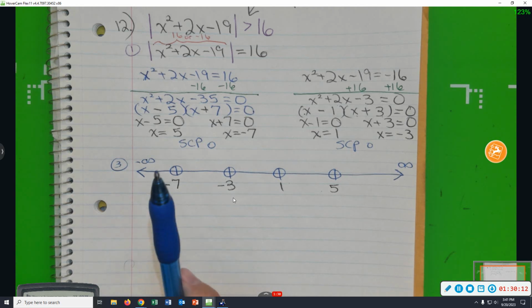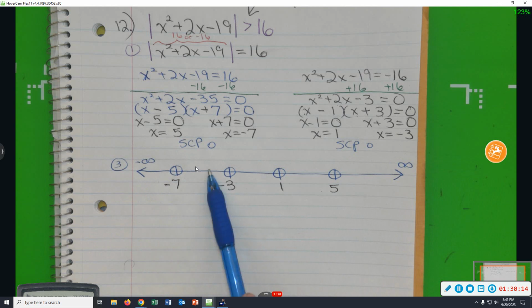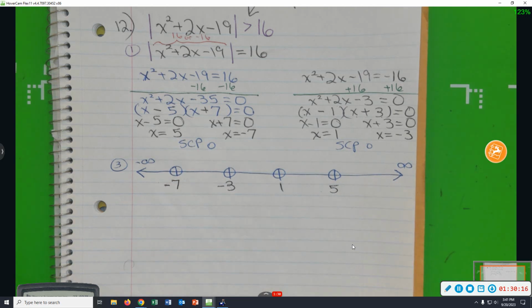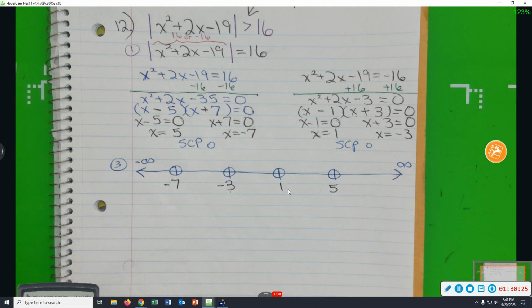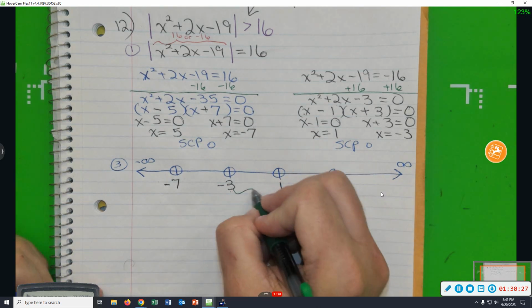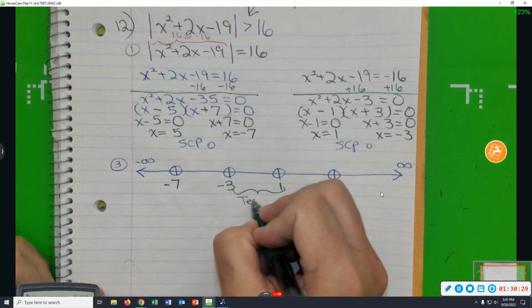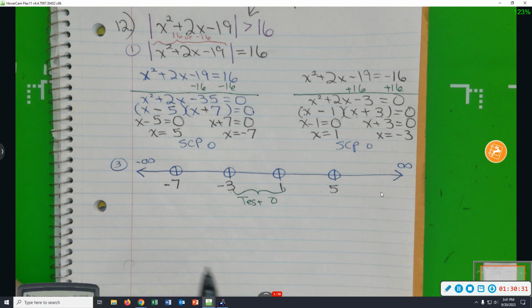0. Which interval contains 0? Interval 1, 2, 3, 4, or 5? 3. It's between -3 and +1. Zero's always between negative and positive. Never between two negatives. It's never between two positives. So we're going to test 0. Here we go, this is a little tricky. Be careful.